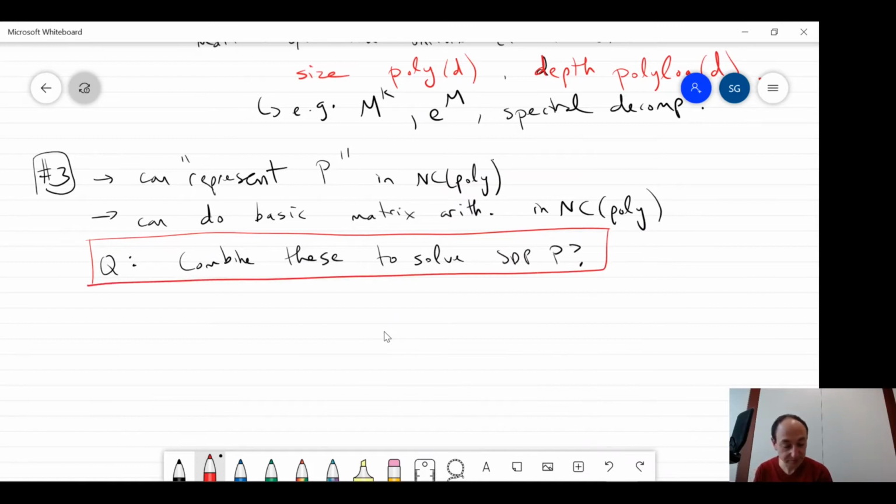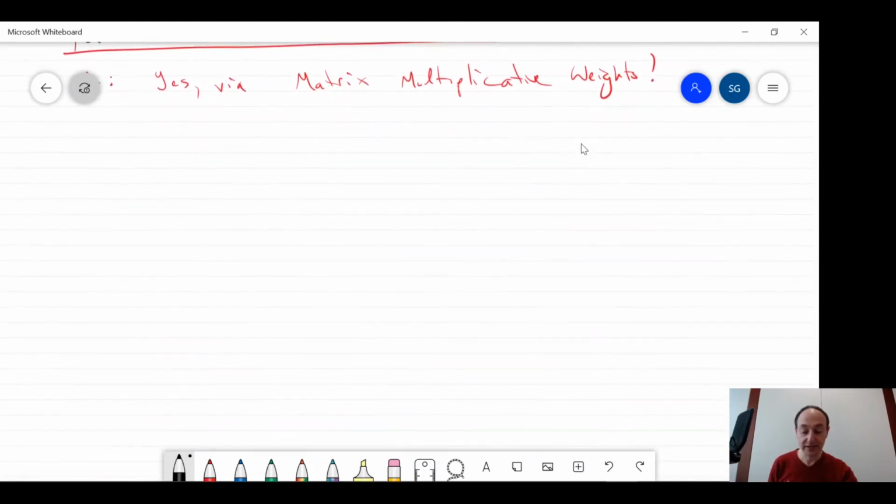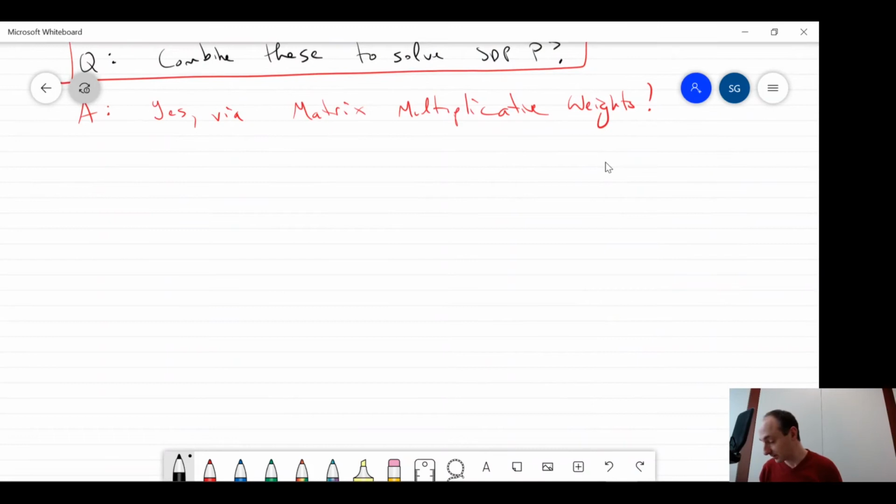And of course, the key answer is the part of the previous lecture which I've completely ignored so far, which is yes, via matrix multiplicative weights. Ta-da. Very easy. Well, the result is not easy, but now that we've put everything together, it's the only thing you could choose in this lecture, the only tool we have left at our disposal. If you do things like the ellipsoid method or other methods for solving SDPs, it's not clear how to do it in polynomial space, but matrix multiplicative weights will allow us to get away with this space restriction.